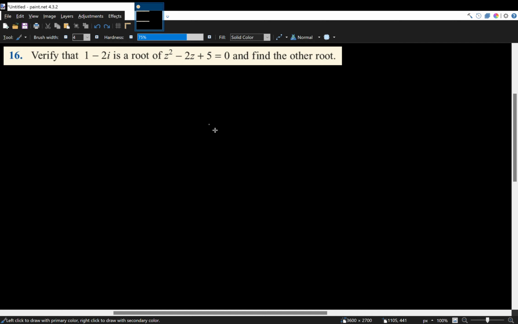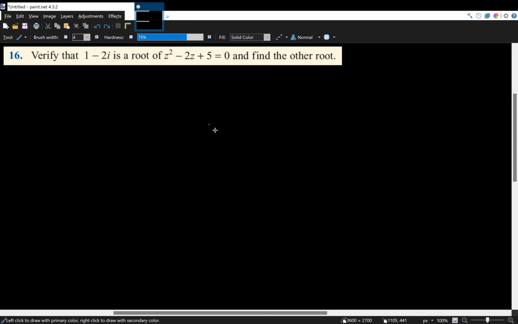This is question 16 from exercise 1.8 in New Concise Project Maths 3b. We have to verify that 1 minus 2i is a root of z squared minus 2z plus 5 is equal to 0. And we have to find the other root.